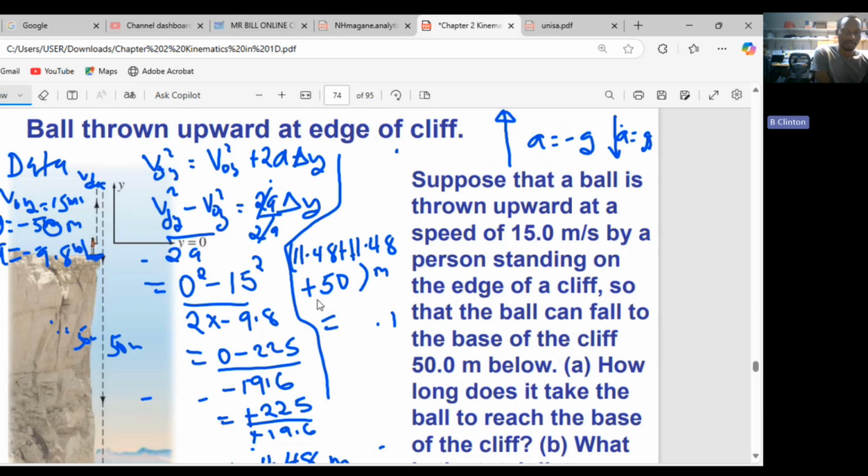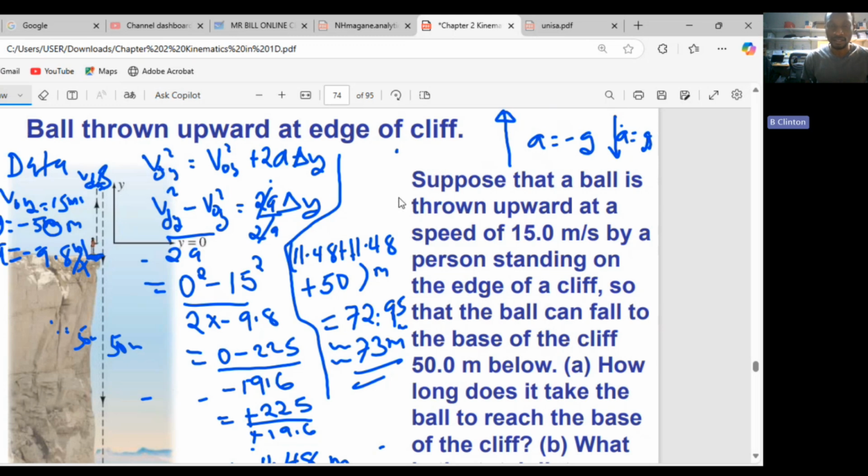And that's going to give us 11.48 times 2 plus 50, which gives us 72.95 meters, approximately 73 meters. So this is the total distance that the ball traveled from point A, for instance, to point B and to point C at the base of the cliff. So that's how you can approach this question and answer it.